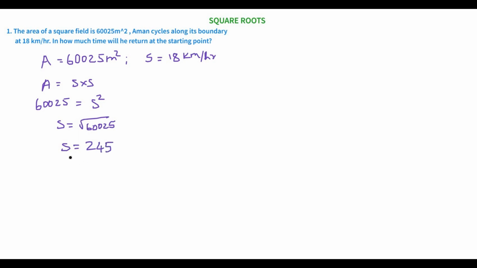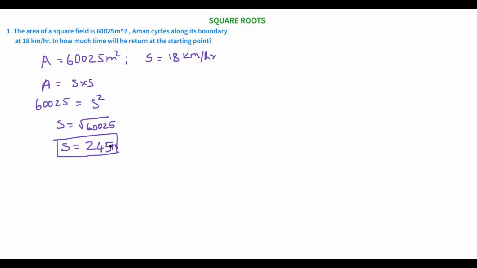245. I am not doing the square root method again because I've already taught it in my previous videos. It is very easy. Either you can do it with the division method or the prime factorization method. I have already taught you this. You can refer to my video. The link will be in the description. So now we have found the side. So let me write the unit also. It is meter. So the side is 245 meters.